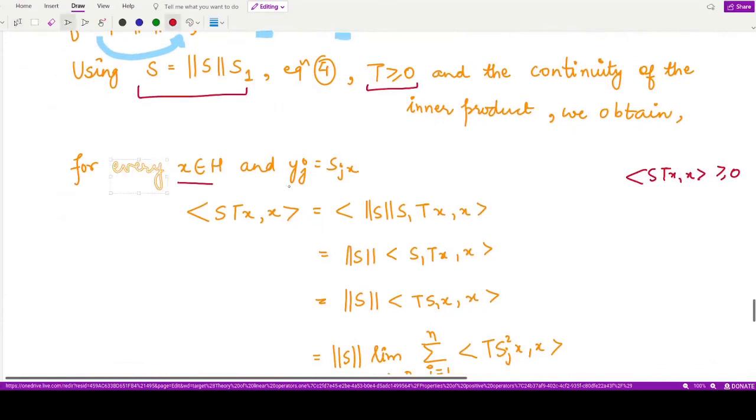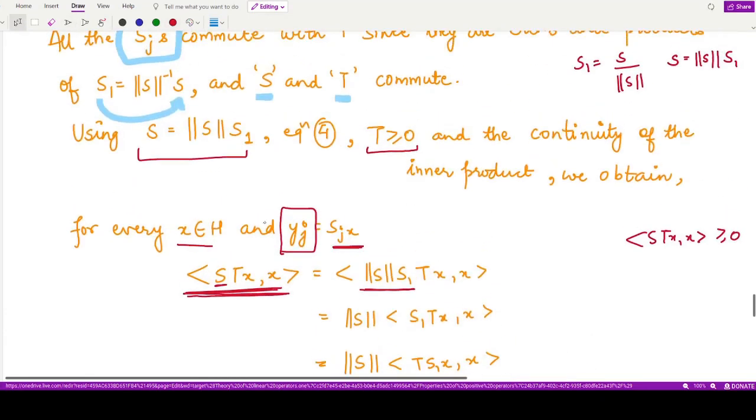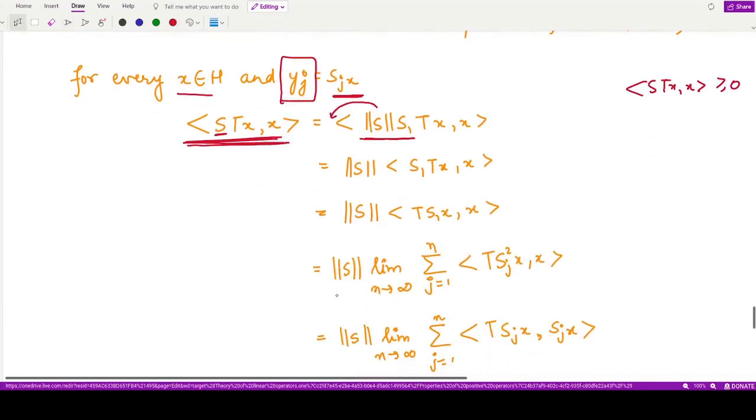For every x and for every Sjx, which we are calling yj, j being the subscript, let's consider the inner product of STx with x. So this is the last portion of the calculation. Let's see what we have. Instead of S, now you may write the norm of S times S1. Why? As I've just told you. Now because this is a constant quantity, you can take it outside. So you have the norm of S, inner product of S1Tx with x. Now because S1 and T commute with each other, you have TS1 here.